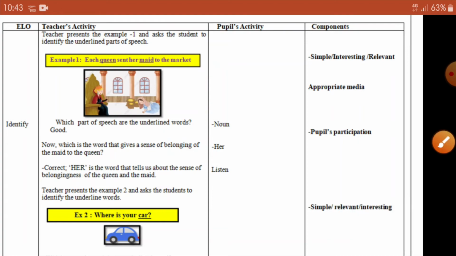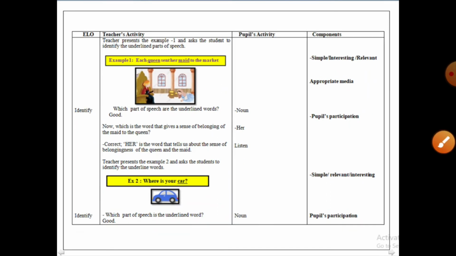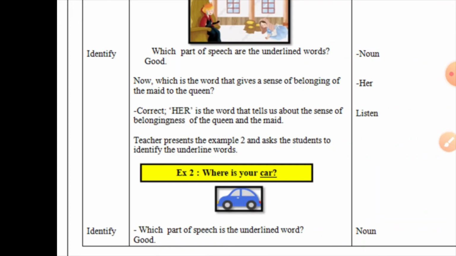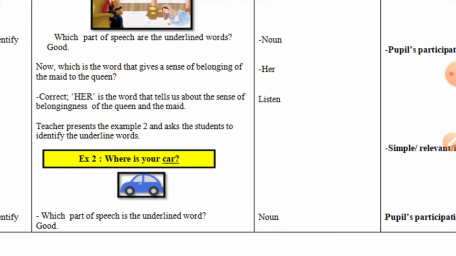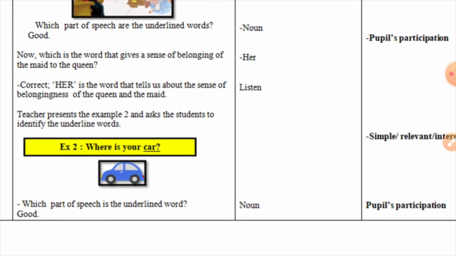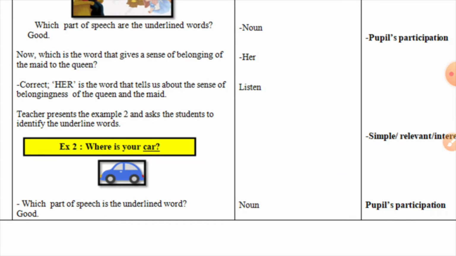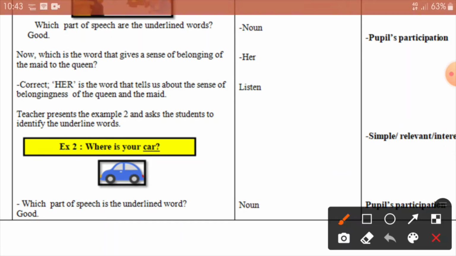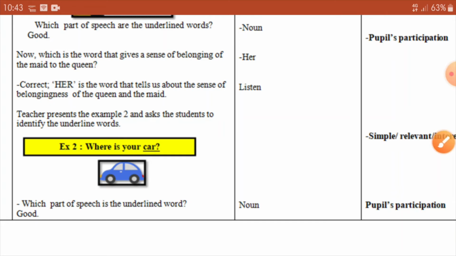Now if you see here, the teacher presents example 2. Here also the teacher presents example 2 and asks the students to identify the underlined word. So here what you are seeing once again: where is your car? Same as the previous example, which part of speech is the underlined word? The student said it is the noun. So you have mentioned here it is the pupils' participation, that objective is the component you have mentioned here.